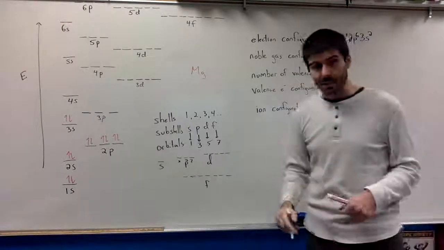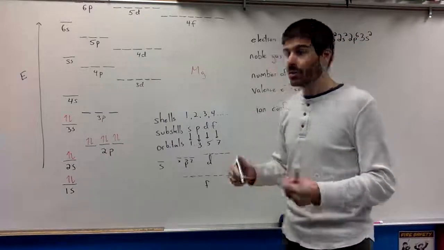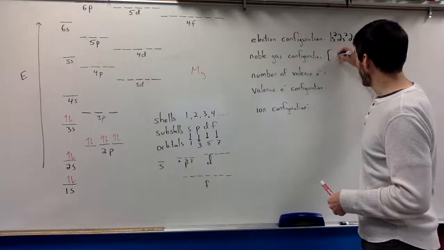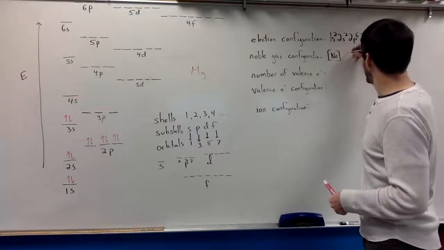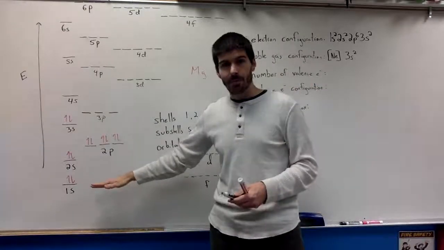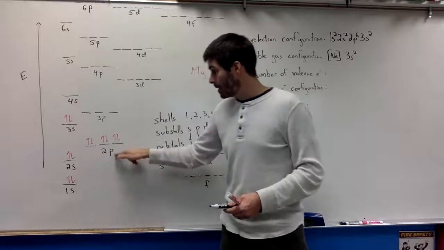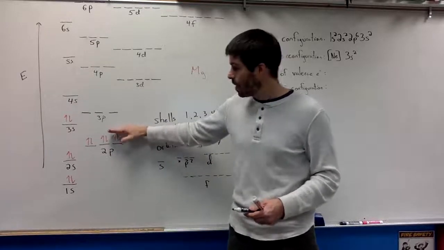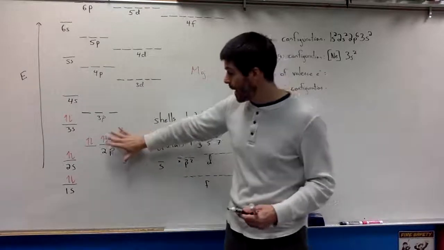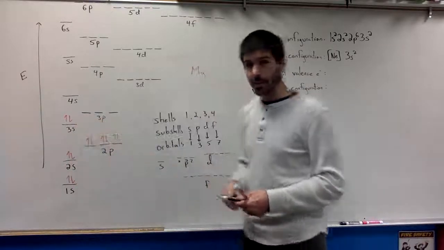The noble gas says you go to the noble gas on the periodic table and you say, okay, magnesium is going to be equivalent to neon and then 3s2. What that does is it makes a break at the end of a shell. So the first shell is full, 2s and 2p, that second shell is full. So by saying neon, we say, okay, this is a noble gas plus 3s2.